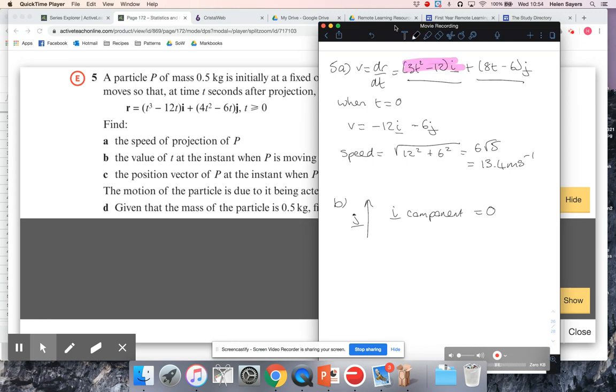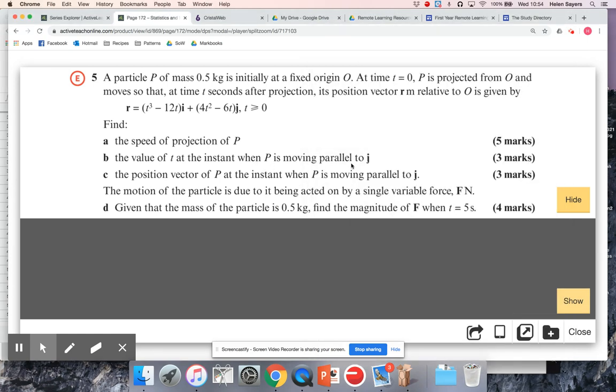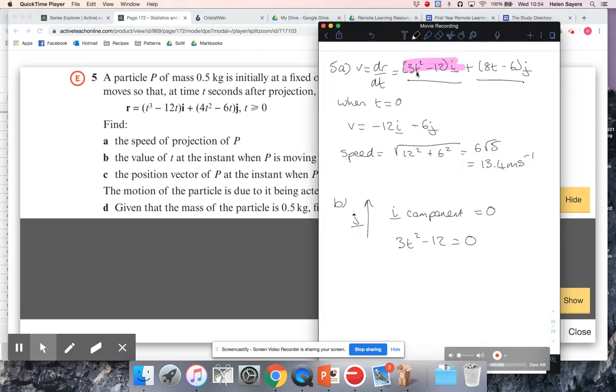So that's the i component of my velocity, and the coefficient of that must equal 0. Just to really quickly run through that again: if it's moving parallel to j, it's moving straight up, so it's not moving left or right at all. So its i component has to be 0. That's what I'm currently solving.